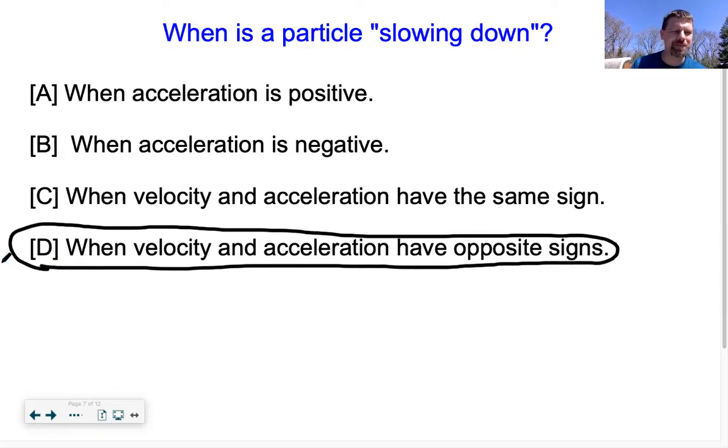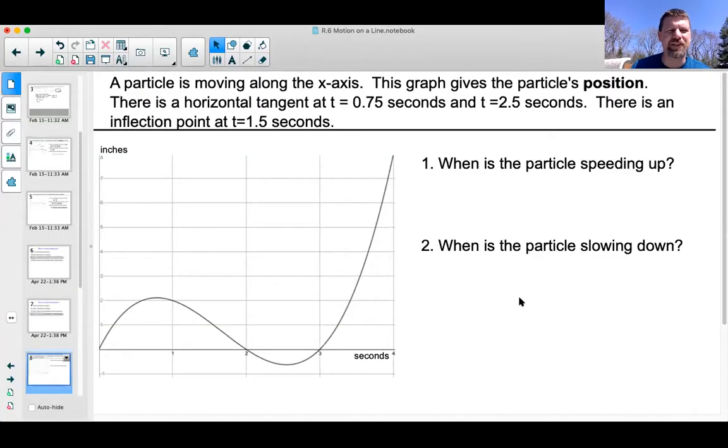That'll slow you down. Sorry about that. There's a technical glitch, so I had to rewrite a couple things, but I'm back. This is a quick example about speeding up and slowing down.